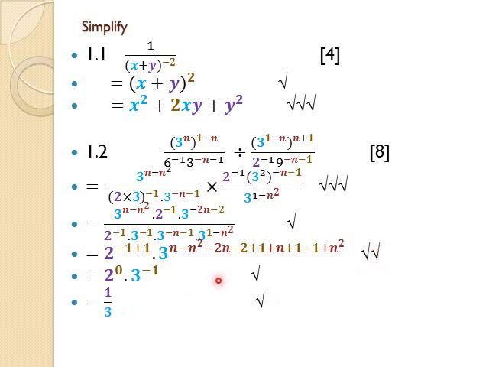So there are 2 marks for applying law 1 and law 2, 1 mark for correctly simplifying and 1 mark for the final answer. 8 marks in total. So don't let the 8 marks scare you. Just do what you know how to do and you will get marks along the way.